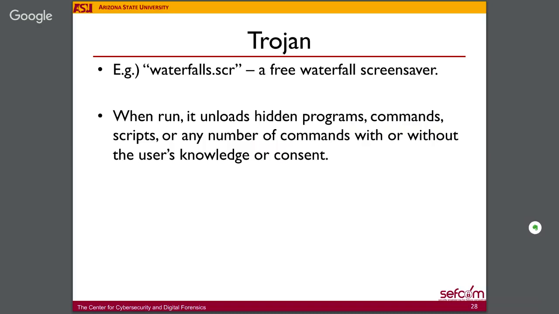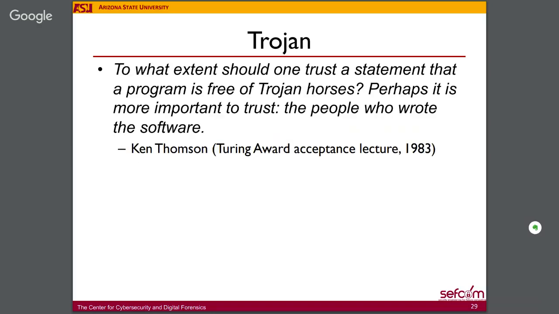So today we have GitHub, and if you have free software, you upload it to GitHub and people can see your source code. But back then we didn't have that, and there are lots of freewares that don't actually disclose their source code, so how can you trust them? Ken Thompson, in his Turing Award acceptance lecture, said maybe it is the people who wrote the software we have to trust.